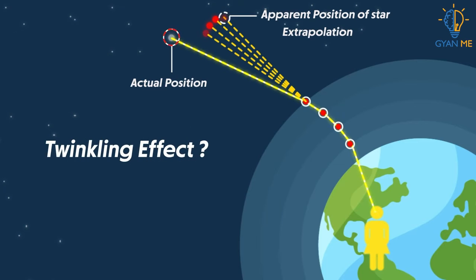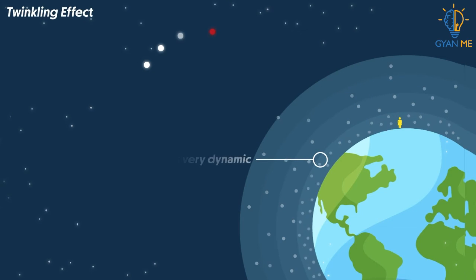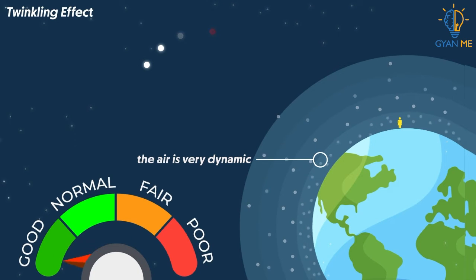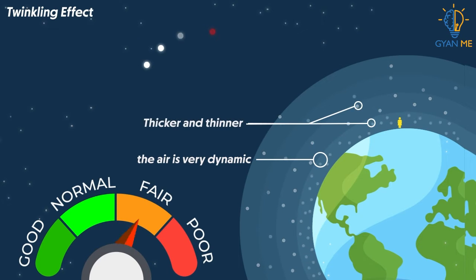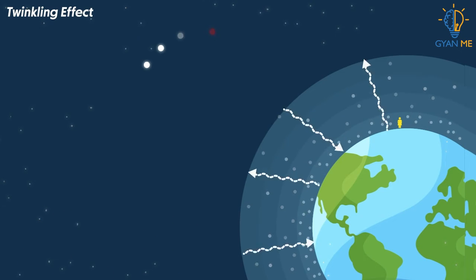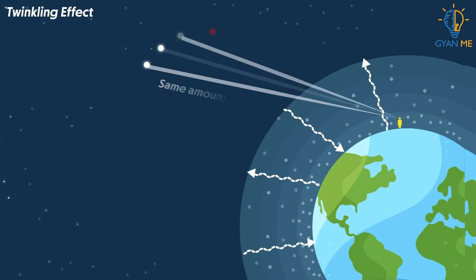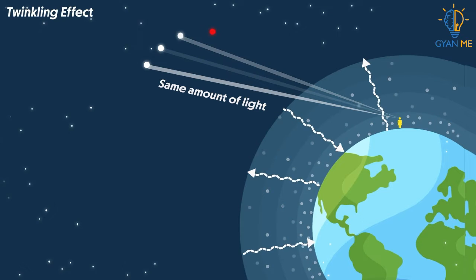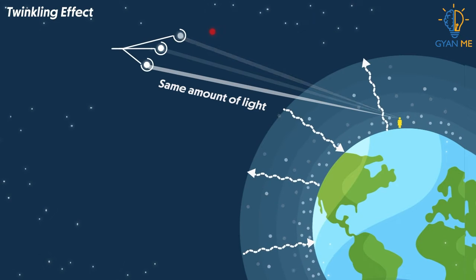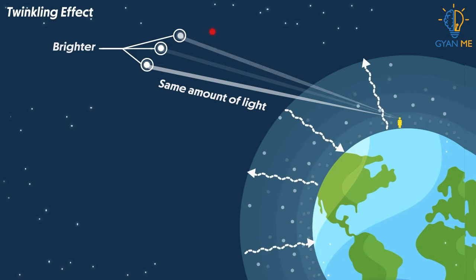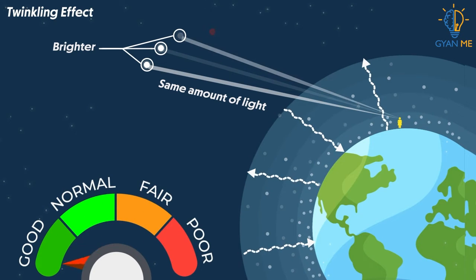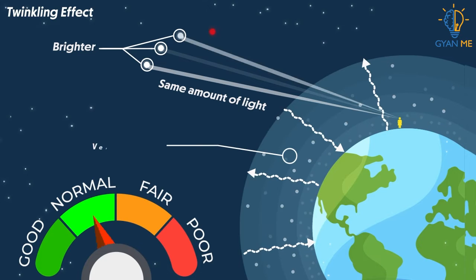But this is about the location of the star. What about its twinkling effect? As I previously said, the air is very dynamic. And so the temperature of the air and the thickness of the air layers keep changing. They get continuously thicker and thinner, since the air keeps flowing from one place to another. As a result, even though the star emits the same amount of light, the amount of light reaching us changes. When the refracted light from the star reaches our eye at this moment, say these many rays reach our eye and the star appears brighter. After some time, there is a change in the temperature and constitution of air, since I told you it is very dynamic.